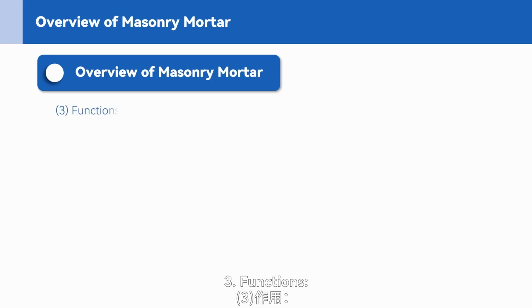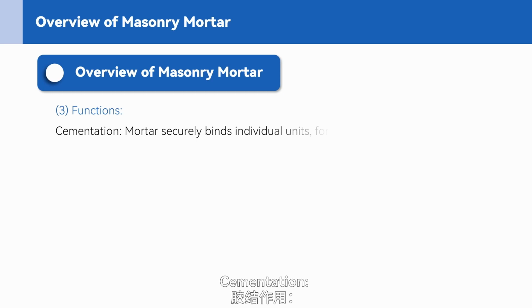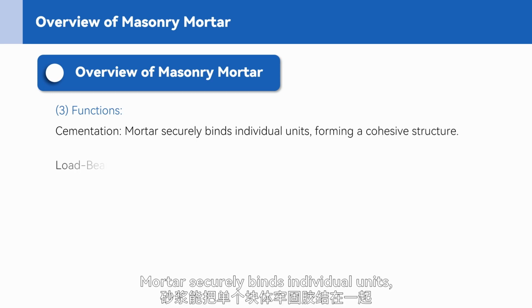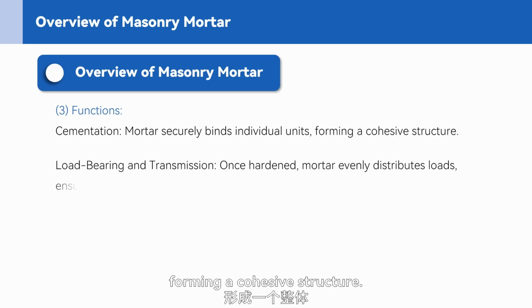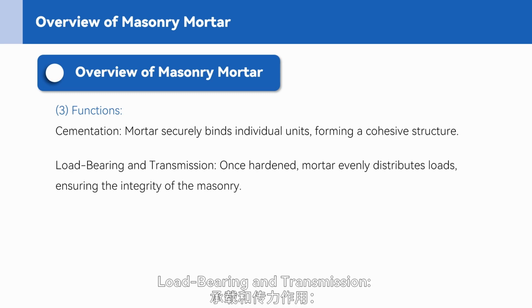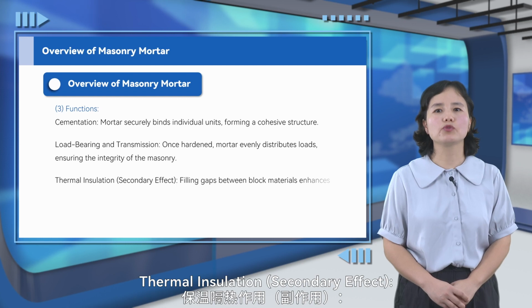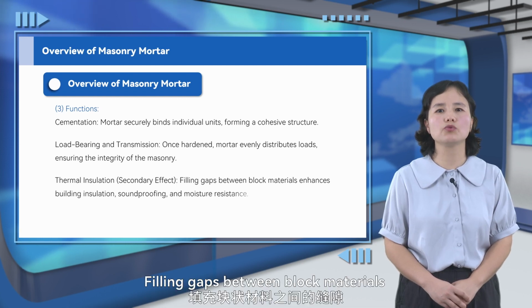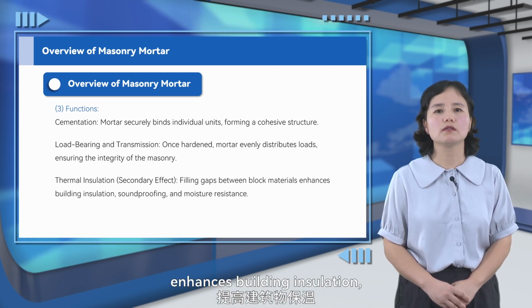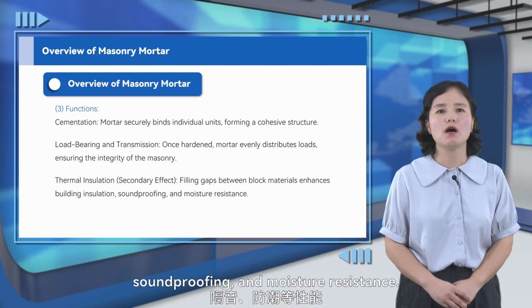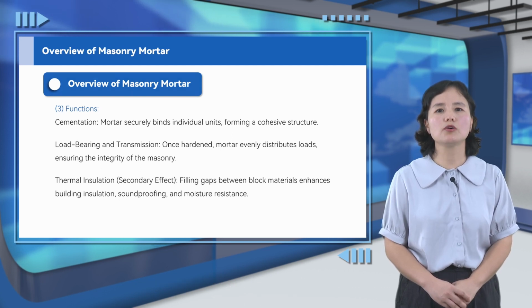3. Functions. Cementation. Mortar securely binds individual units, forming a cohesive structure. Load-bearing and transmission. Once hardened, mortar evenly distributes loads, ensuring the integrity of the masonry. Thermal insulation. Secondary effect: filling gaps between block materials enhances building insulation, soundproofing, and moisture resistance.